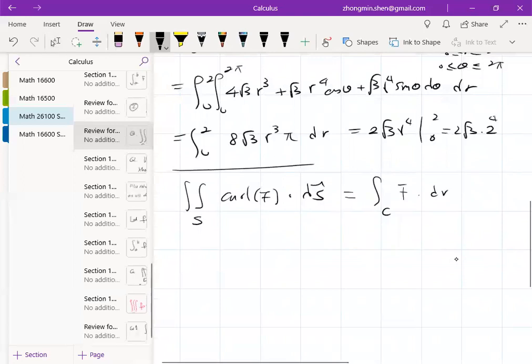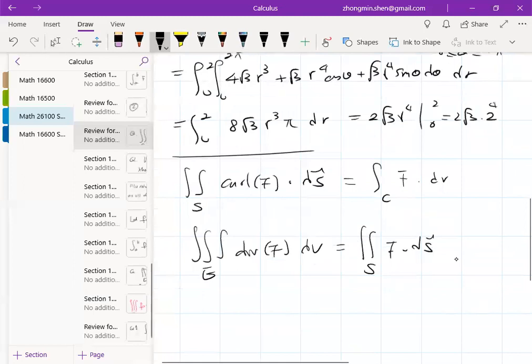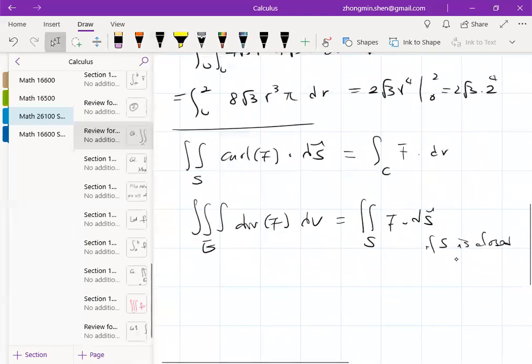If the surface is closed, okay, if the surface is closed, then you can change the surface integral to a triple integral. Okay, so this here is if S is closed, right? If S is closed like a sphere, it's not like a hemisphere. A hemisphere is not closed; you have a boundary. Okay.